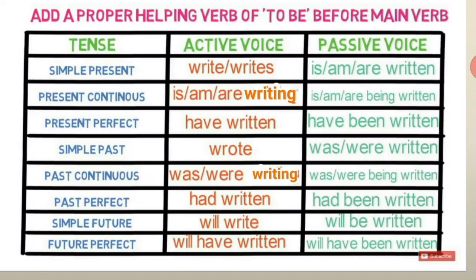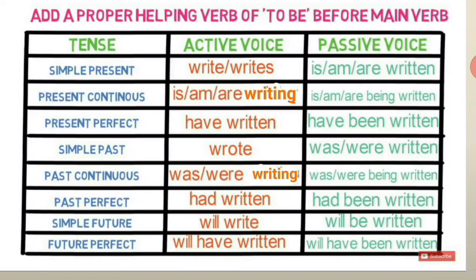In present perfect tense, in active voice, we use has or have written, and while changing into passive voice, what we write is has or have been written. Then we will take simple past tense. In simple past tense, we always use the second form of the verb. So we write wrote in active voice, and while changing into passive voice, we will write was, were, written.